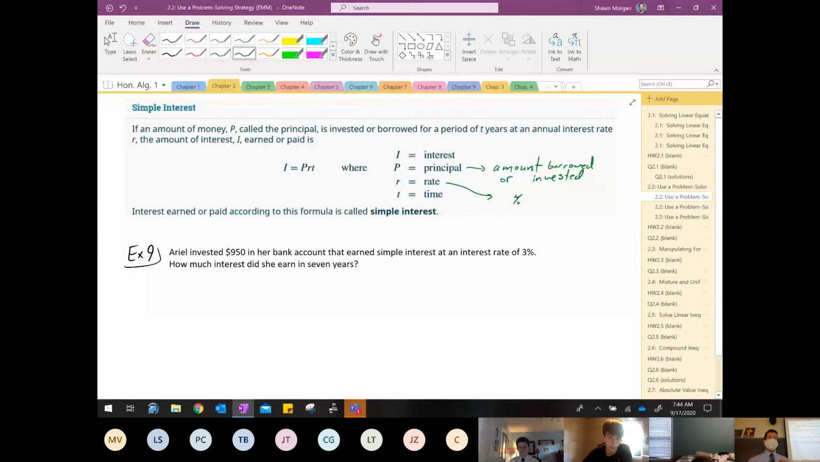They take my money and they pay me like 0.5%, and then they lend it to George and they charge him 2%, right? That's one of the ways that a bank might make money. And of course, time is how long the investment or the loan goes. So those are our parameters. And then I is the amount of interest, the extra money that we would owe.